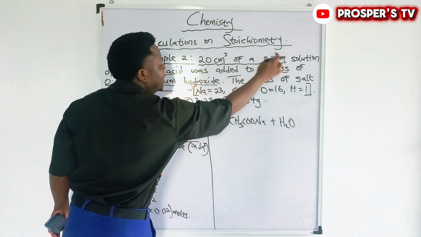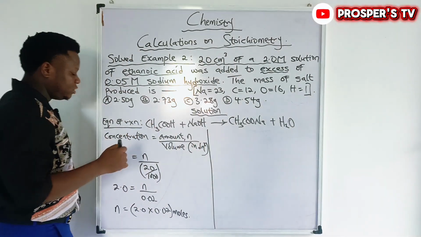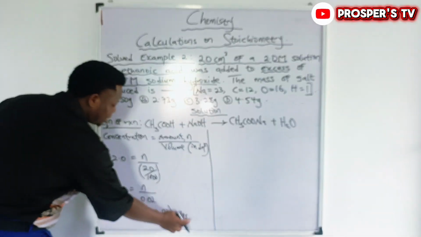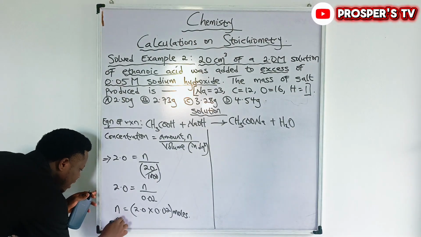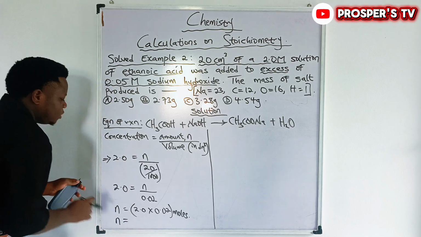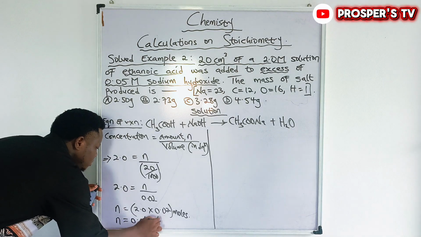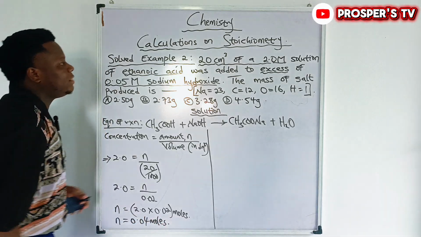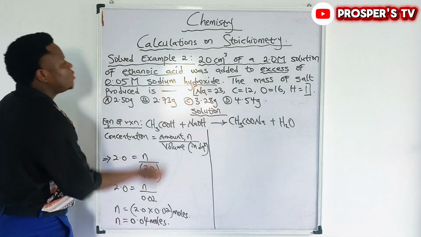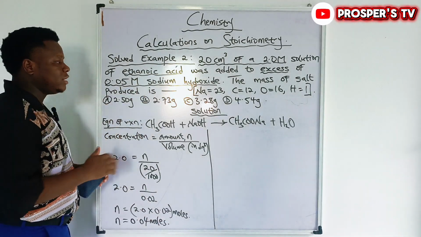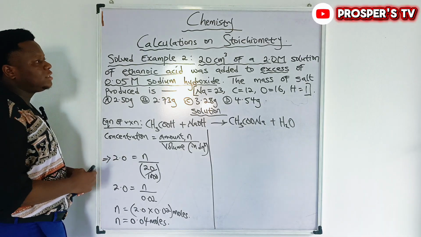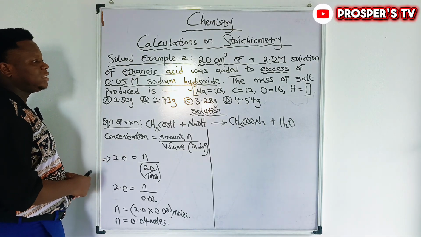Because when you see capital letter M, it actually means molar concentration. So it means amount is expressed in moles. So N would be equal to, that should give you 0.04 moles. So this is your first step. Calculate the mole of ethanoic acid that actually reacted. Now, after calculating your mole, you can now state your what?